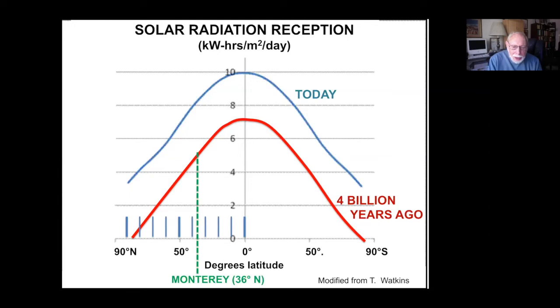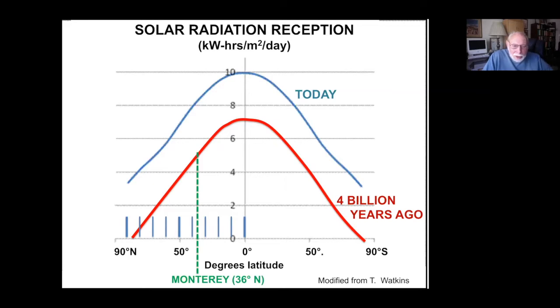And it's high at the equator and gets progressively lower as you get up to the northern latitudes, because as you move away from the equator, the Earth's surface slopes increasingly away from the sun. And so that radiation is spread over a wider and wider area. So if we project back into the past 4 billion years ago, the red line, and look where Monterey is today, we would be getting far less radiation from the sun than we do at the present time.